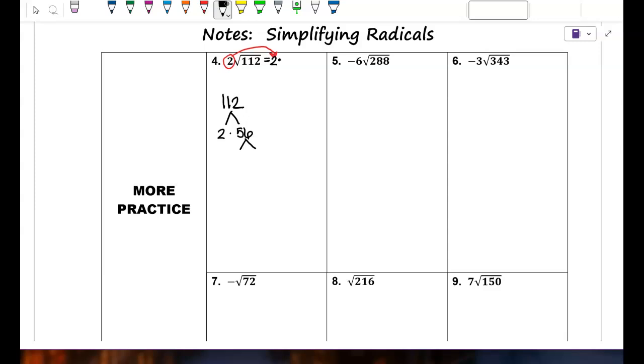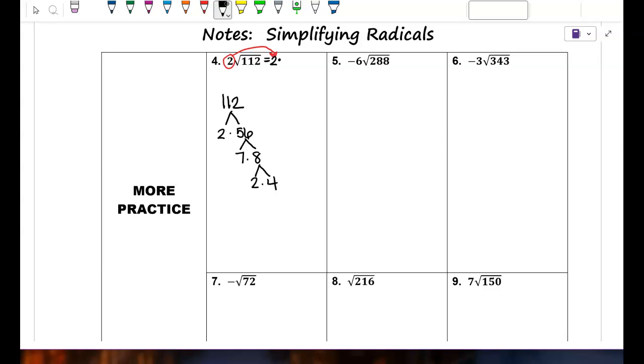7 and 8. Could I have gone with 2 times something again? Absolutely. There is more than one way to do a factor tree, though there is only one correct answer from the factor tree. 7 is prime. I can't break down 7 anymore. What about 8? How can I break down 8?